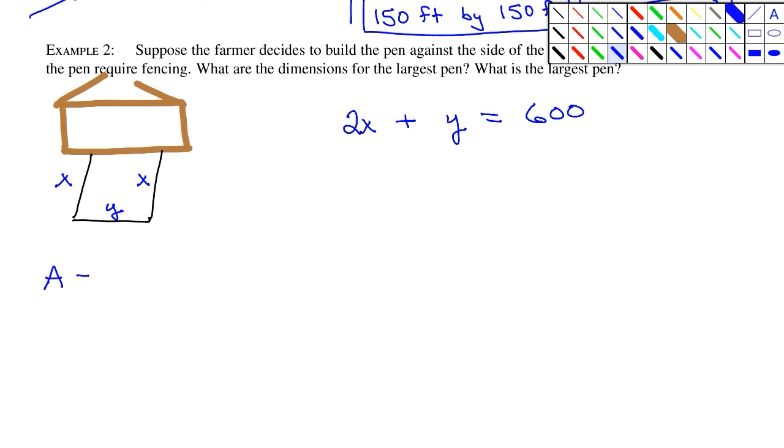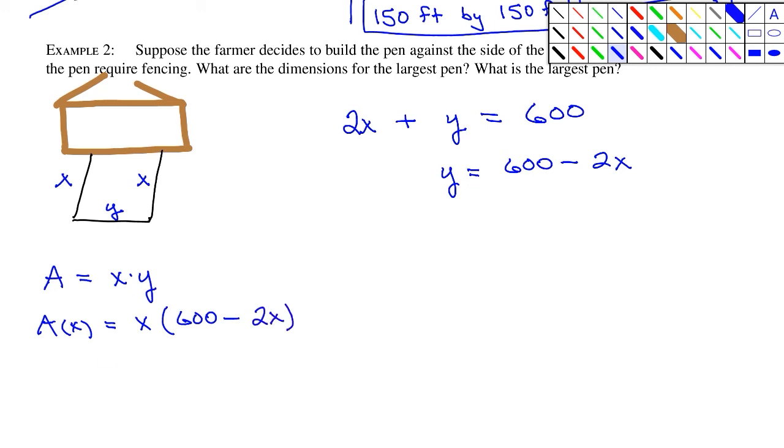Let's do the area formula again. It's x times y. And so I see again I have 2 different variables, x and y. I just need the x. So I'm going to solve this for y, and then I'm going to drop it in. It creates another function. So it's x times 600 minus 2x, which is 600x minus 2x squared. And again, we can rewrite this in standard order here.